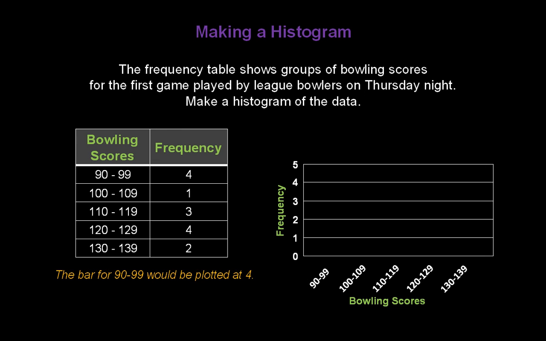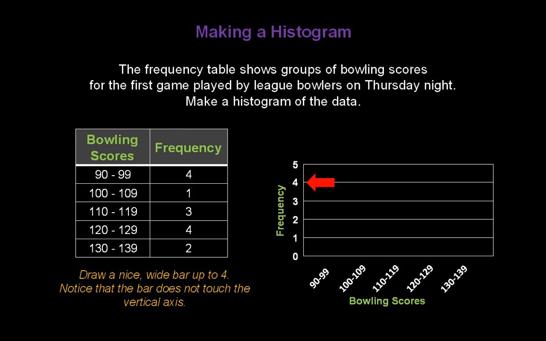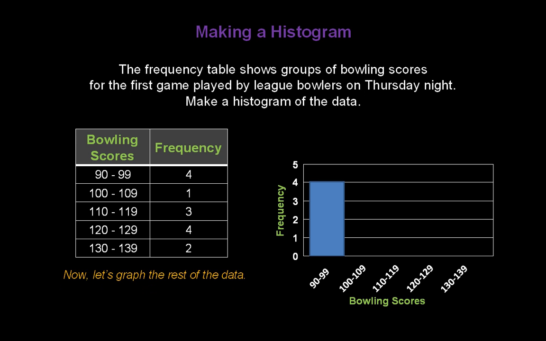The bar for 90 to 99 would be plotted at 4, so identify 4 on your graph. Then you're going to make a nice wide bar all the way up to 4. And notice as I'm drawing the bar, it does not touch the vertical axis. It's just a little bit to the right of the y-axis. Now let's graph the rest of our data.